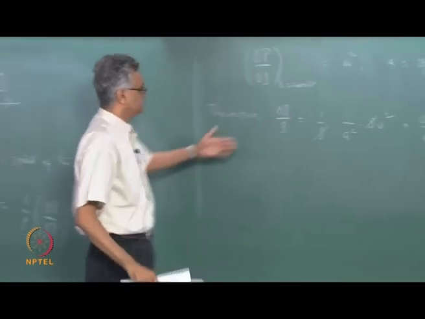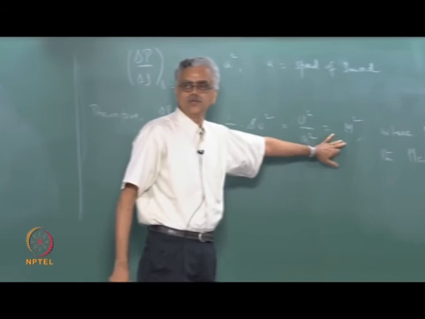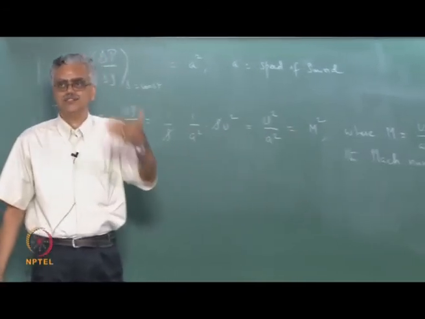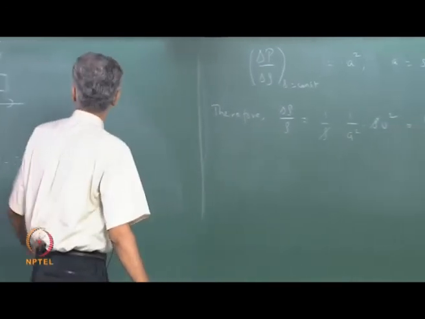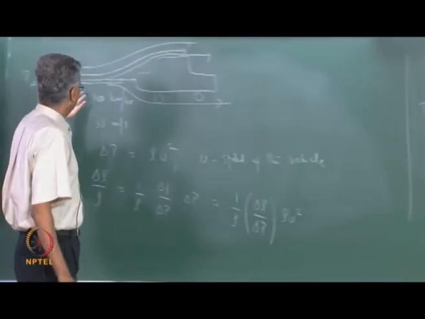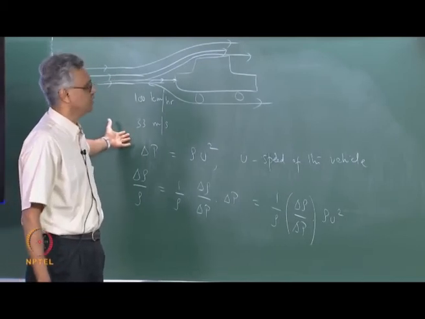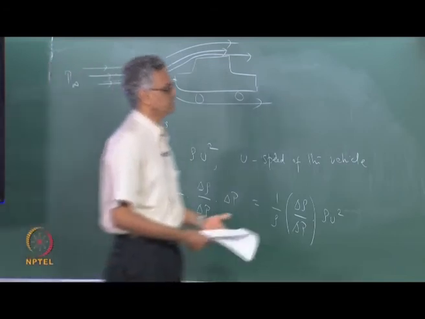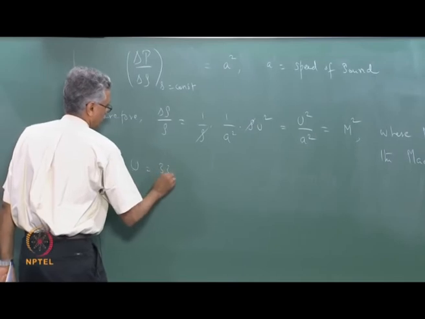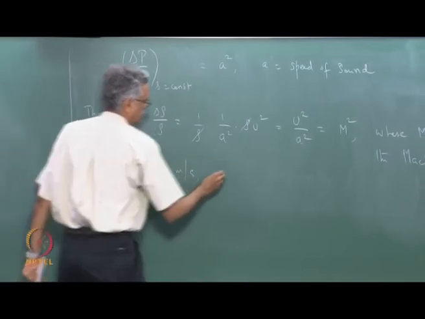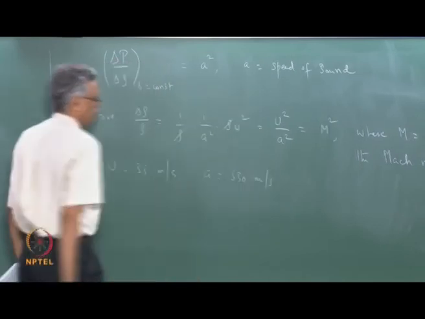So now we can see that the fractional change in density is now related to a flow quantity, right? U is the flow speed, characteristic speed in the flow, A is the speed of sound. So now we actually can answer the question that we asked earlier: is the compressibility effect significant in this flow? The speed is 33 meter per second. So if you substitute, U equal to 33 meter per second, right? And A is approximately 330 meter per second for this case.